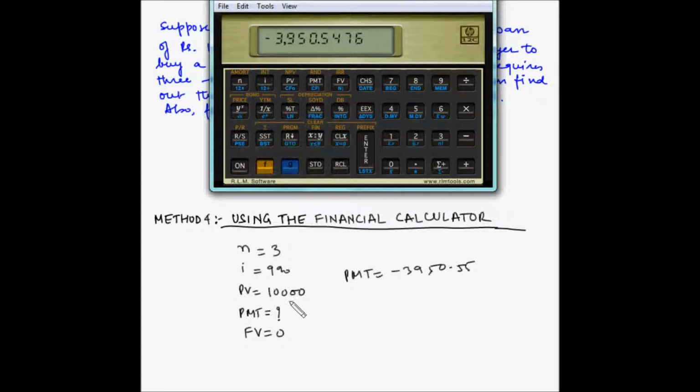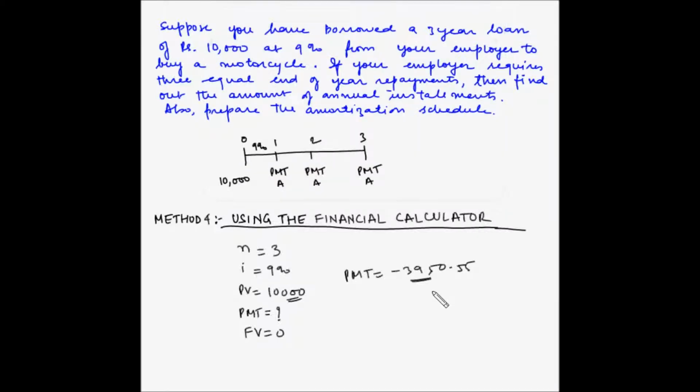Because we have taken a loan of 10,000 rupees, we have to make these installment payments to the person or organization from whom we have taken the loan. Now once we know how much is the installment amount, we are being asked to prepare an amortization schedule. So let's see what an amortization schedule looks like.